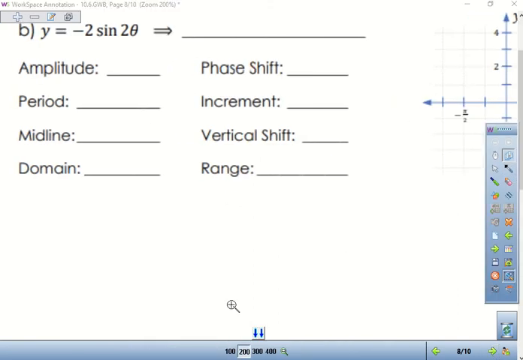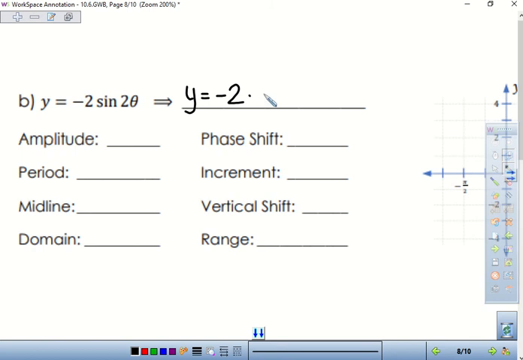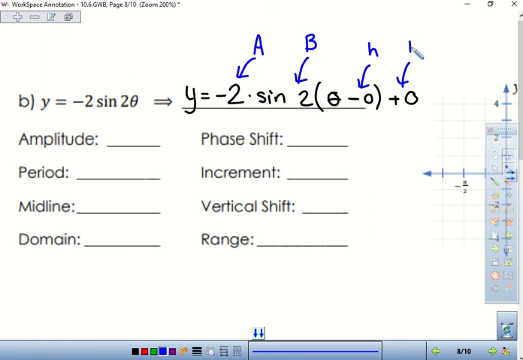First thing we're going to do is we're going to write it in its complete form. See if we have anything that needs to be looked at. So that's y equals negative 2 times sine of b times theta minus 0 plus 0. So I just threw in the h and k that we didn't have. So this is a, b, h, and k. So we didn't have a vertical or horizontal shift, therefore it's just 0 for both of those. If you did, they would have to tell you it.